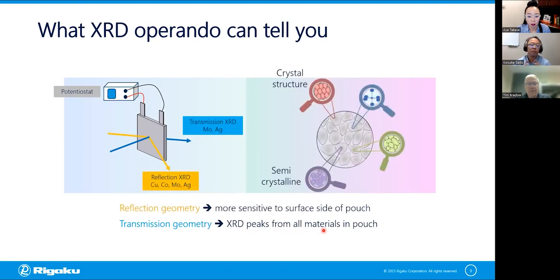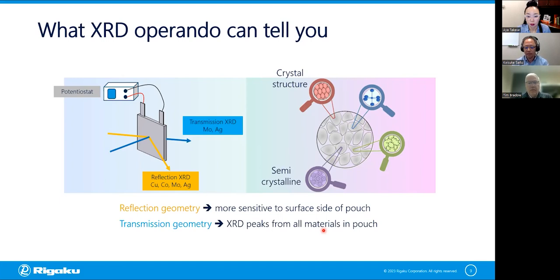Out of the operando XRD, what you can analyze is the crystal and semi-crystal structures. Crystal structure means size of the crystal, the particle size, grain size. These kinds of things can be discussed and analyzed by X-ray diffraction. By the way, you can synchronize between potentiostat, electrical properties, and structure from the XRD.